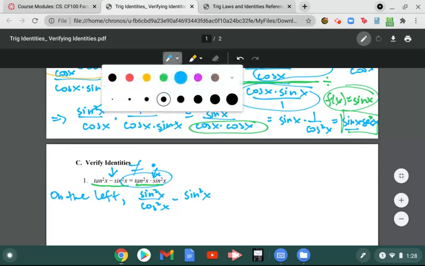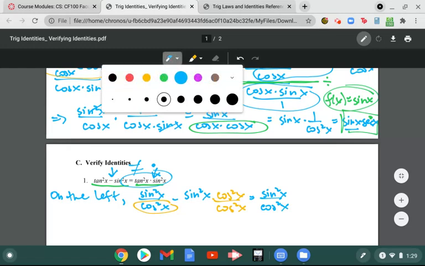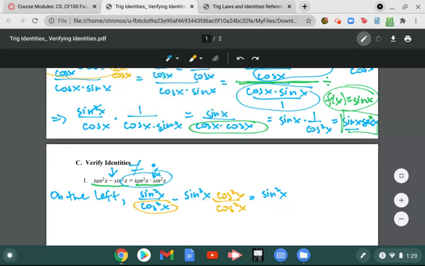We're going to use common denominators. My common denominator, my LCD, is cosine squared. So I'm going to multiply this by cosine squared over cosine squared. This gives me sine squared x over cosine squared. Actually, let's write this all as one big fraction. It's going to make my life just a little bit easier. So the entire numerator then is the sine squared x minus sine squared x cosine squared x, all divided by cosine squared x. I'm going to factor.